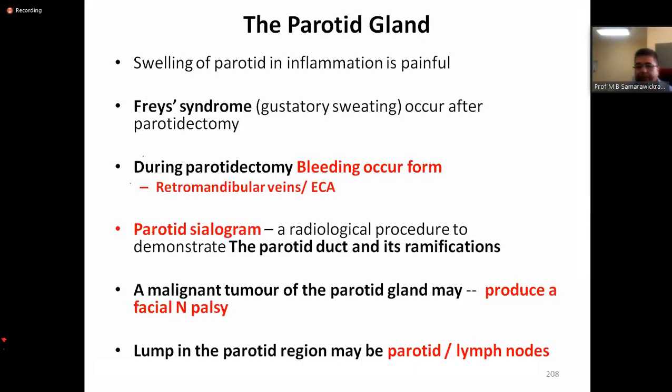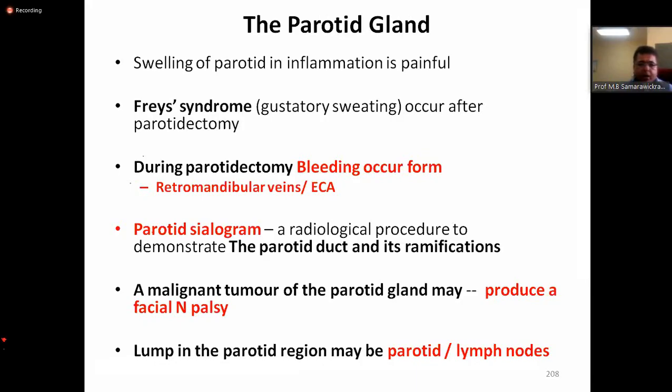Right. So regarding the parotid gland, swelling and inflammation of the parotid is very painful due to the firm attachment of the parotid capsule of the parotid gland. Then Frey syndrome, you should know, that is gustatory sweating. In other words, that is due to cross communication of sympathetic and parasympathetic nerve fibers after parotid surgeries. And bleeding is a common complication during parotidectomy from the retromandibular vein and external carotid artery.